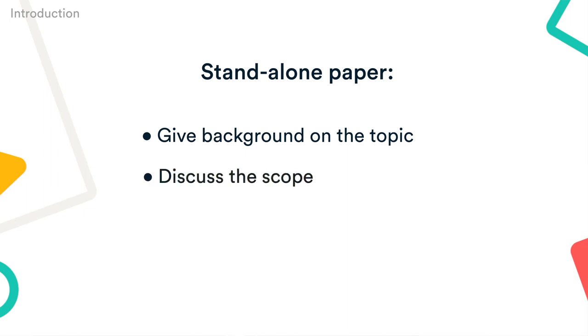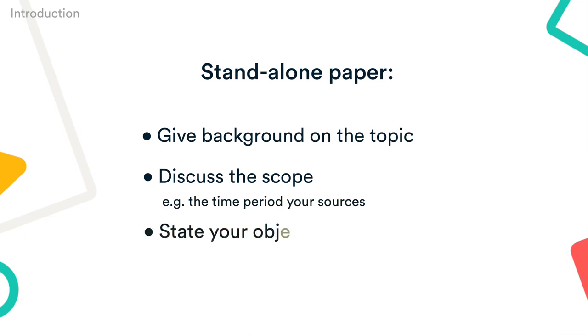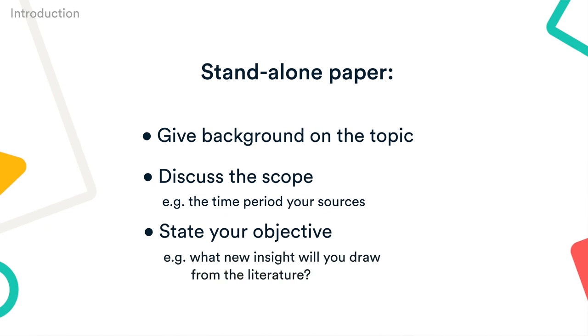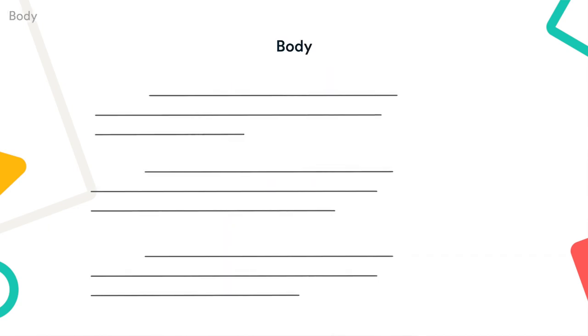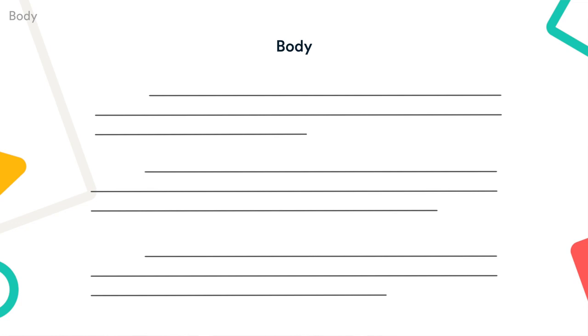Discuss the scope of the literature you will review. For example, the time period of your sources, and state your objective. What new insight will you draw from the literature? For the body of your literature review, you can divide it into subsections and use a subheading for each theme, time period, or methodological approach.